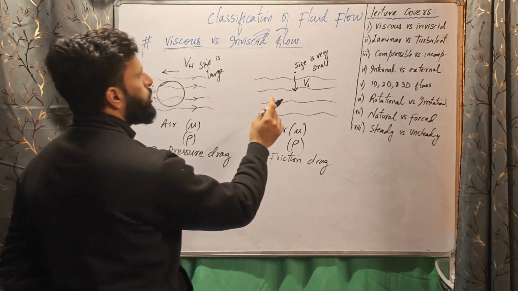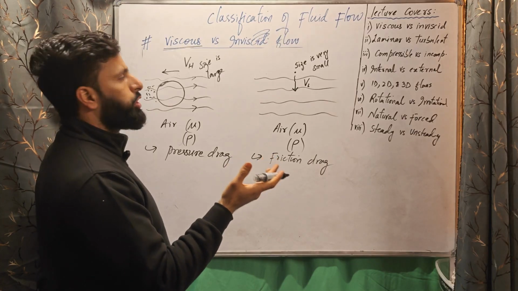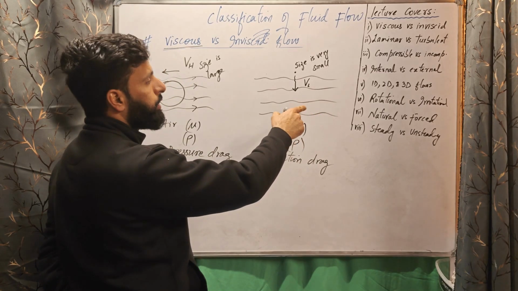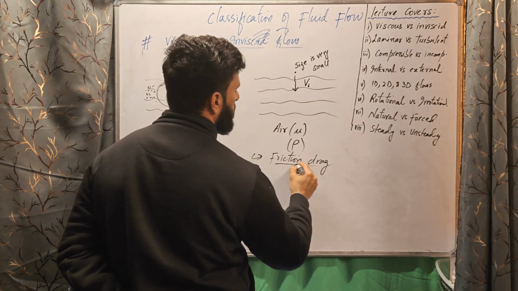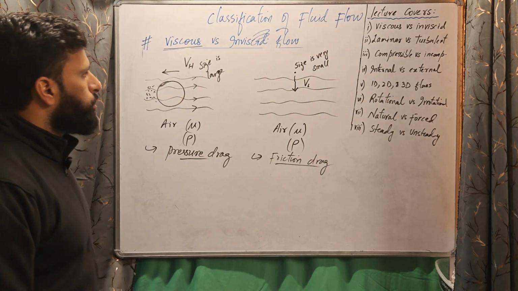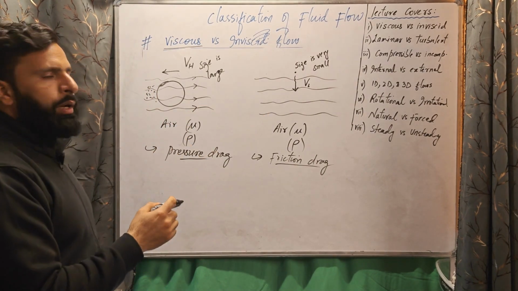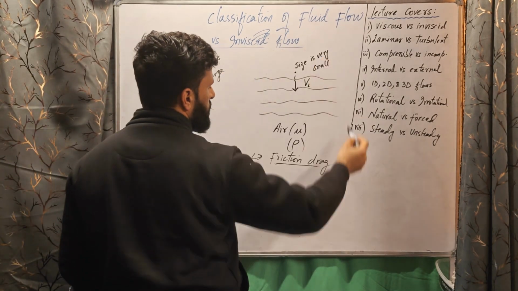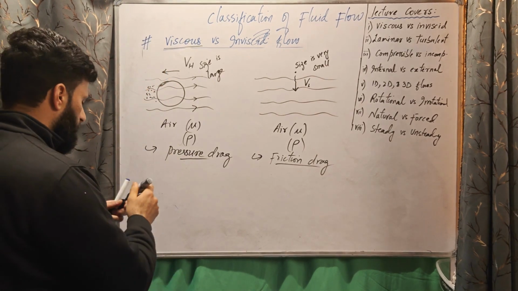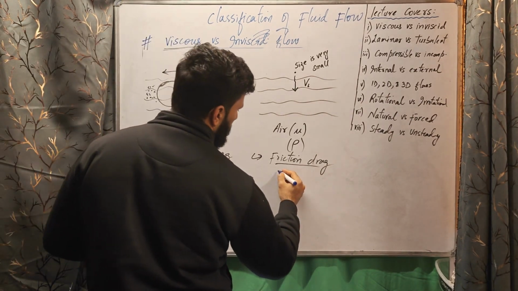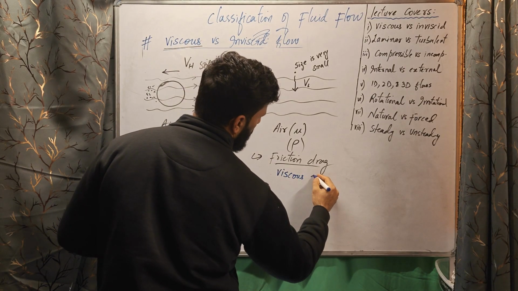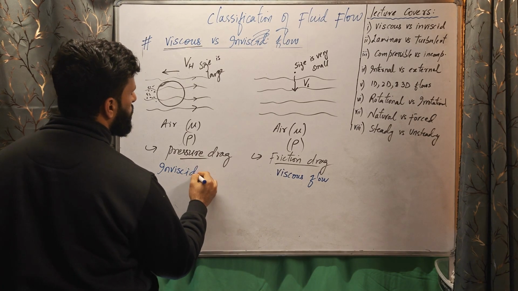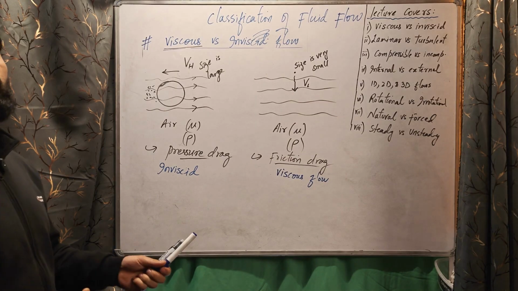Here size is very small and speed is low, so there will not be significant pressure drag across this particle. Whatever drag this particle feels is due to the internal friction of the fluid, which is the friction drag. So we have air here and air here, but this flow system is pressure drag dominated and this flow system is friction drag dominated. So we can say that this is viscous flow and this can be regarded as inviscid, although both have the same fluid and same viscosity.